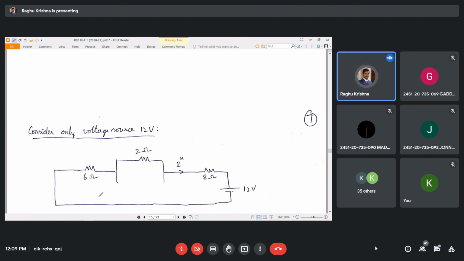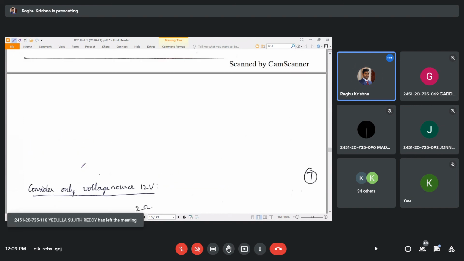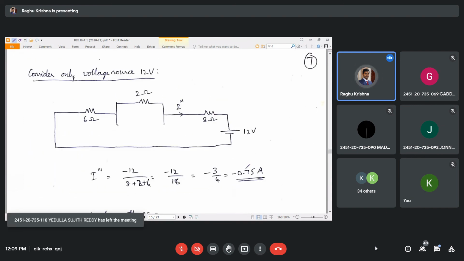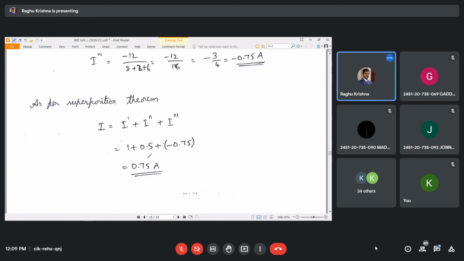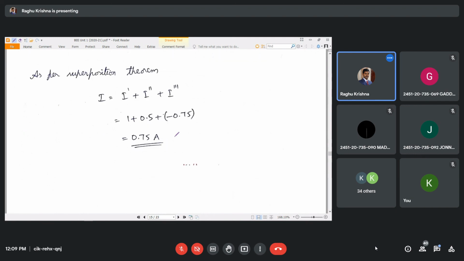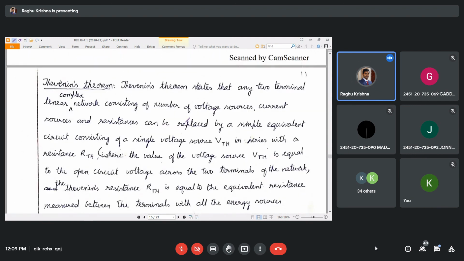So other sources are replaced by their internal resistance. If you have a current source, replace with open circuit. If you have a voltage source, replace with short circuit. Now I triple dash I got. Now as per superposition theorem, I equals I dash plus I double dash plus I triple dash. You can take I dash, I double dash, I triple dash, or I1, I2, I3. Whichever is convenient you can follow. So like this you can do the problems on superposition theorem.